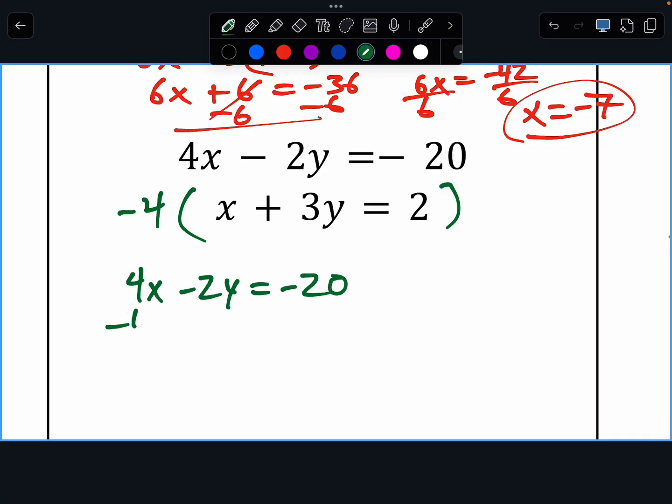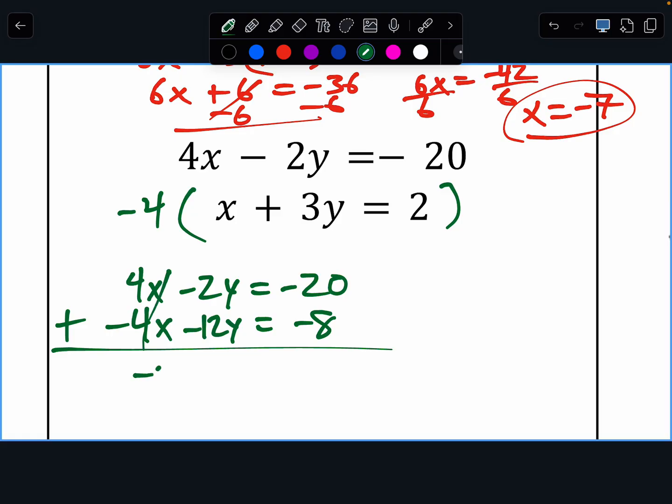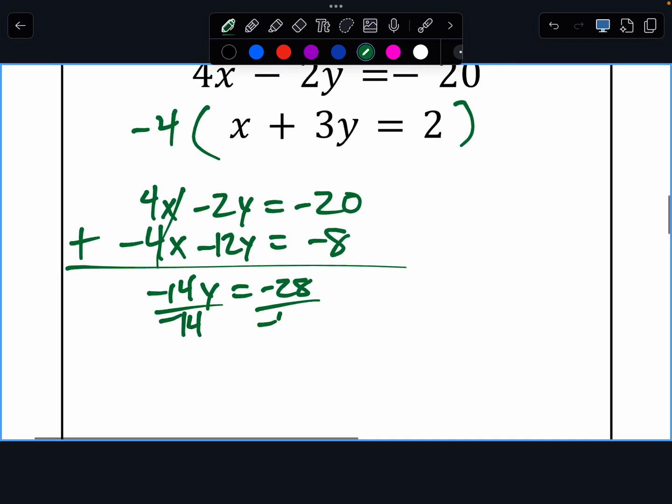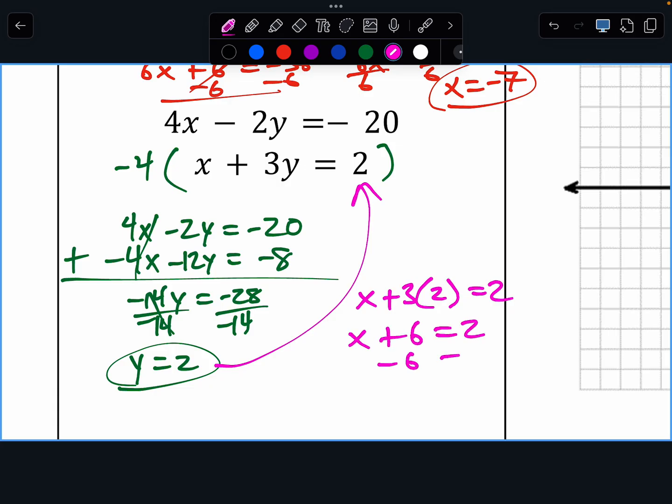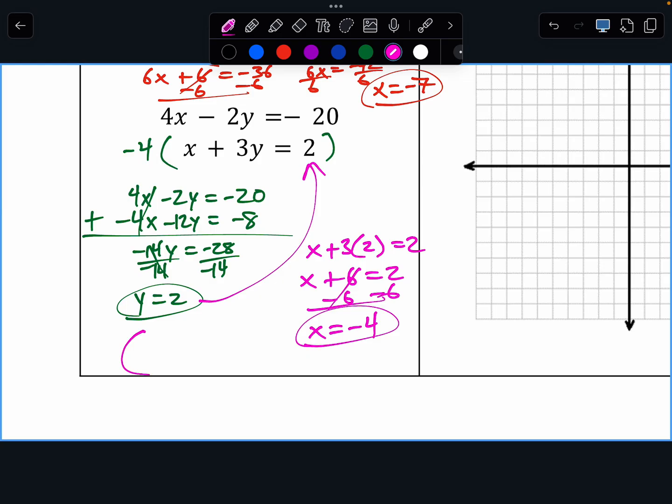So the top doesn't change, and the bottom is negative 4x minus 12y equals negative 8. We add them together now that we have opposites, and we get negative 14y equals negative 28. When we divide, we get y equals 2. Once again, to finish it out, I plug it back in. That's x plus 3 times 2 equals 2. So x plus 6 equals 2. Subtract 6, and I get x equals negative 4. So now that I have both, negative 4, 2. There we are.